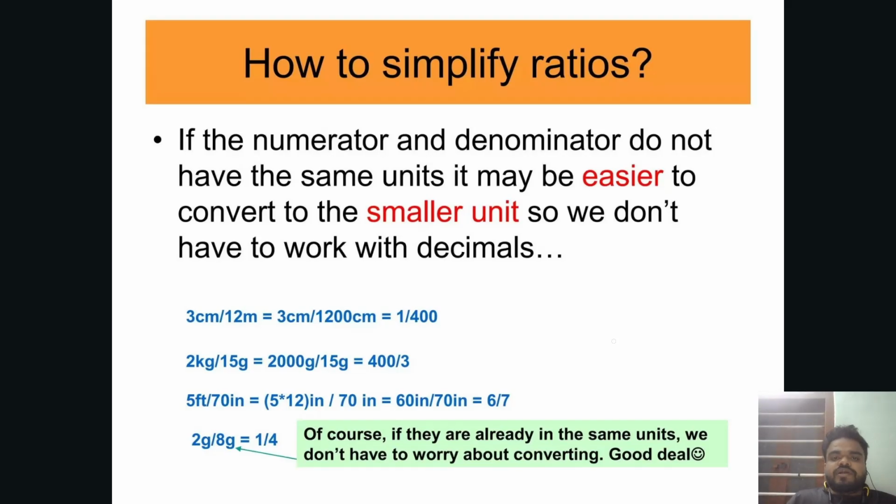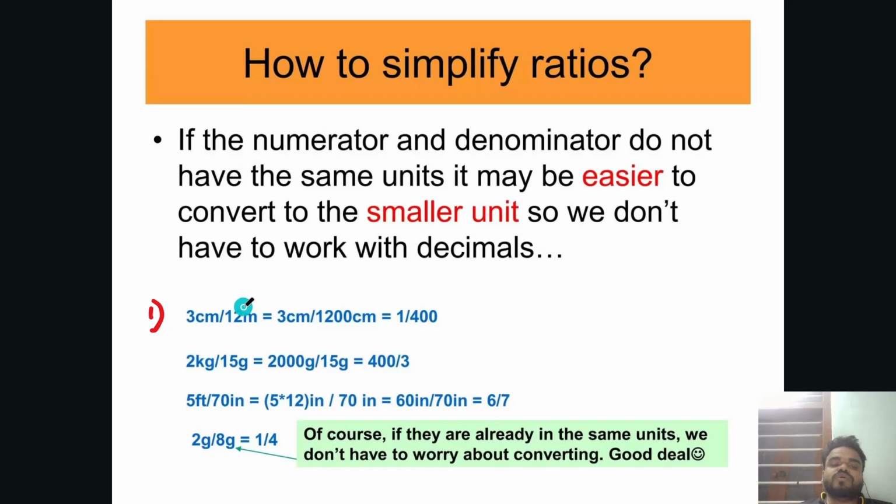If the numerator and denominator do not have the same units, it may be easier to convert to the smallest unit, so we don't have to work with decimals. Got it? If a decimal is there, it's quite difficult to solve. If a decimal is not there, it is easier. So here is the first example, 3 centimeter by 12 meter. See, here centimeter is there and here meter is there.